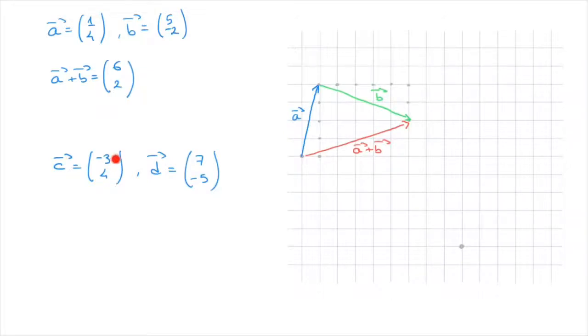So C has components negative 3, 4, so to draw it, I need to move 3 units to the left, so that's 1, 2, and 3, and 4 units upwards. That's 1, 2, 3, and 4. So vector C is this blue vector that I'm drawing right now. There we go, and I'll label it vector C.